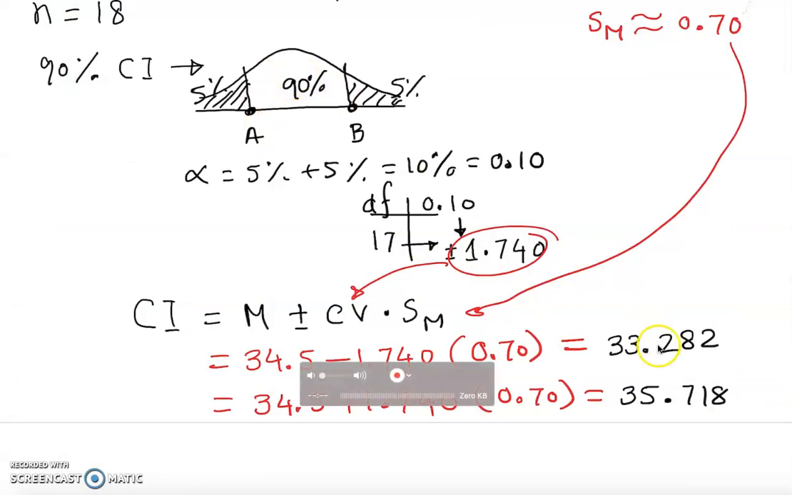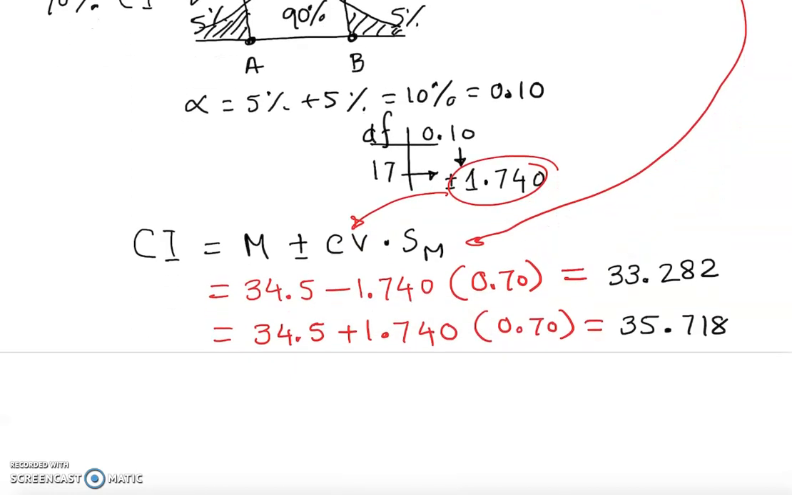So this point here, the smaller one, 33.282. We are 90% confident that our population mean is going to fall between 33 and 35, as you clearly see. Well, it's just an approximation down here. That is what it says. Well, how do you write it as an answer? We can interpret it. I just said it.